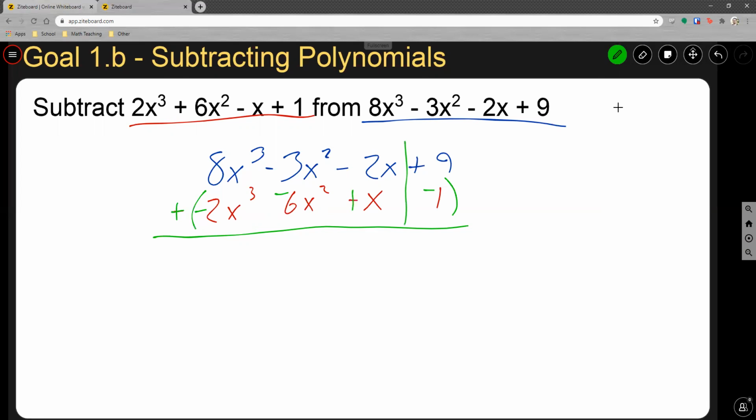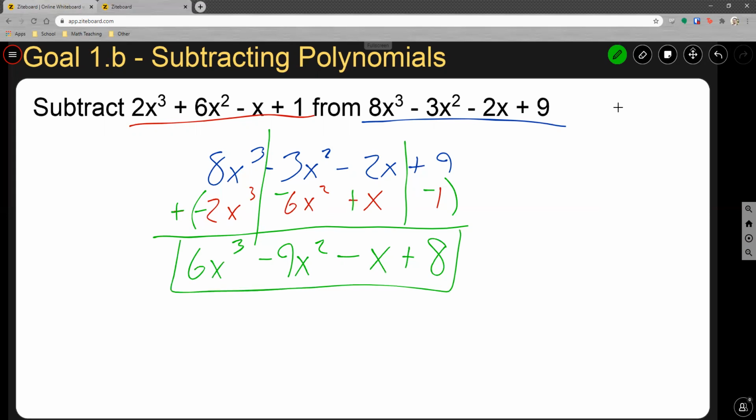I've got positive 9 plus negative 1, or in other words, 9 minus 1, which gets 8. Negative 2x plus x is going to give me negative x. Negative 3x squared minus 6x squared is going to give me negative 9x squared, in other words, negative 3x squared plus negative 6x squared. And then finally, 8x to the third plus negative 2x to the third, or in other words, 8x to the third minus 2x to the third gives me 6x to the third. And now I've subtracted.